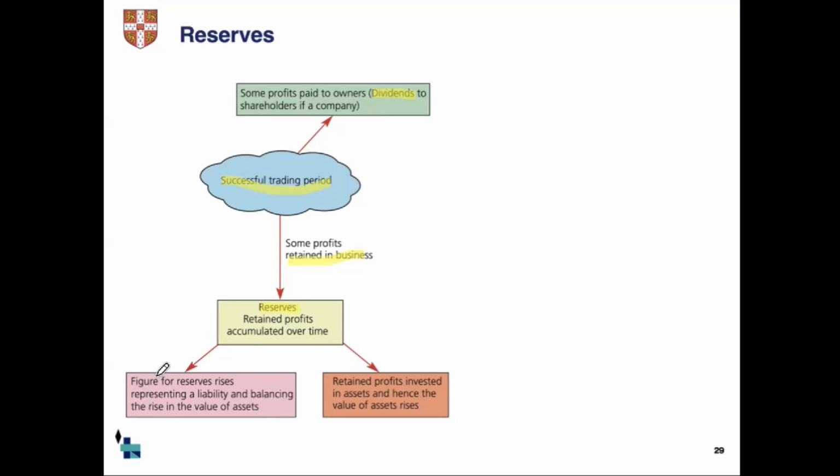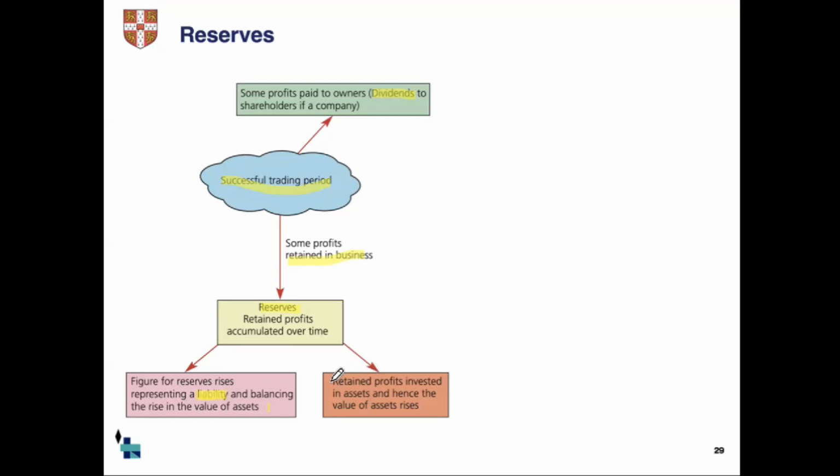All right. And the figure for reserves rises, representing a liability and balancing the rise in the value of assets. So the reserves represent a liability. Why is it a liability? The reserves are essentially for the shareholders. It has just not been distributed to them. All right. So if they are accumulated, it represents a liability to the business.